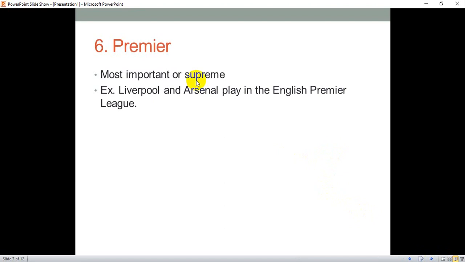Next, we have the word premiere or premier, okay? Most important or supreme. Okay, so premier means the most important. For example, Liverpool and Arsenal play in the English Premier League. In what? In the most important league in England. Okay, the Premier League means the most important league in England, or the top league, or the supreme league.